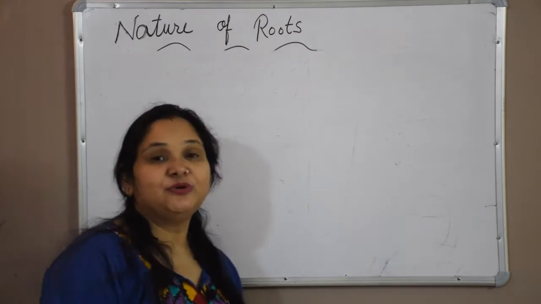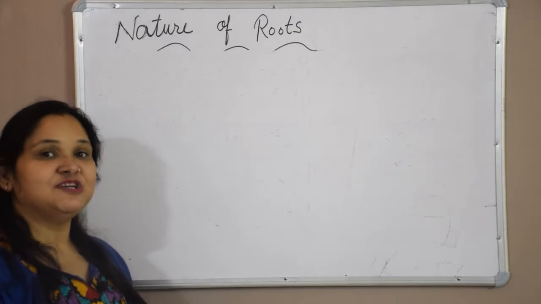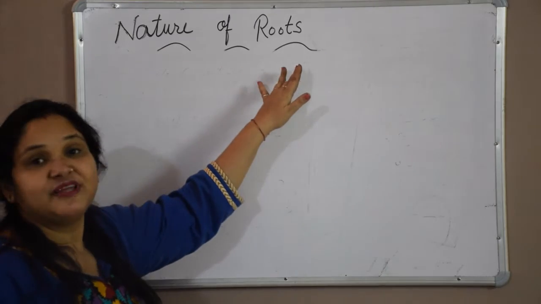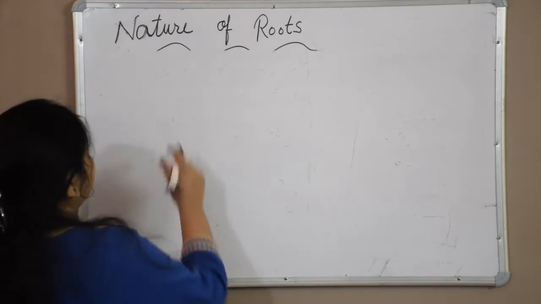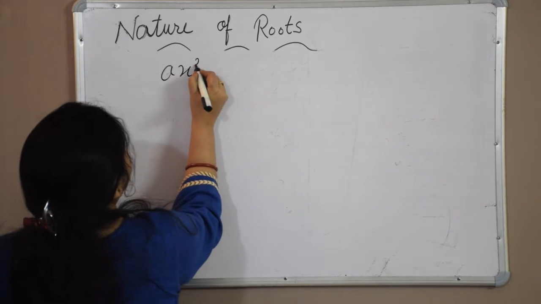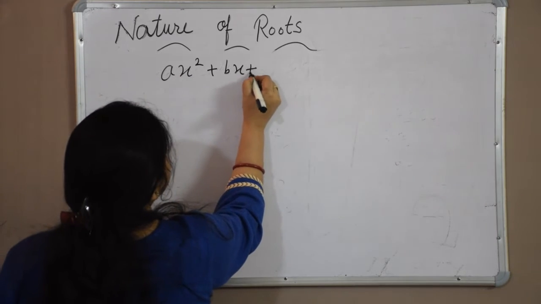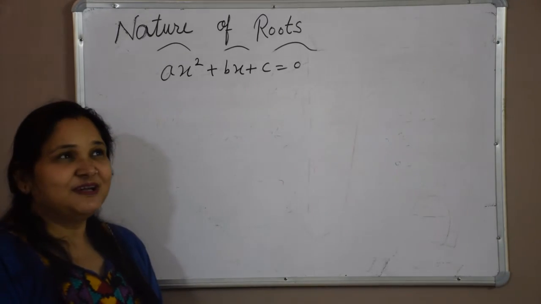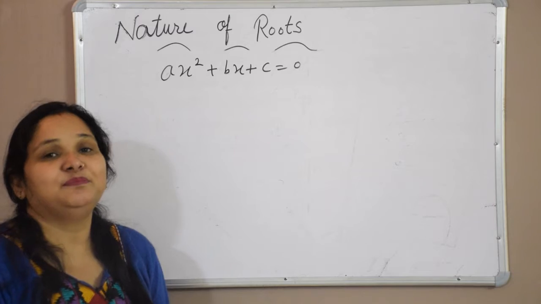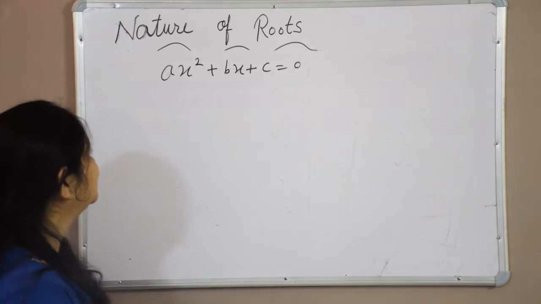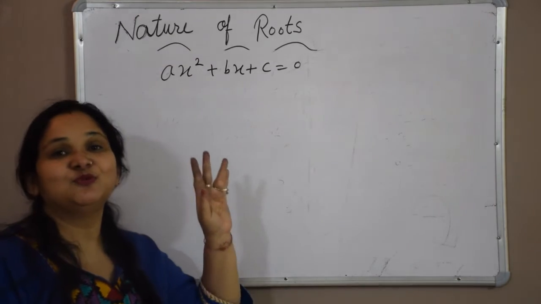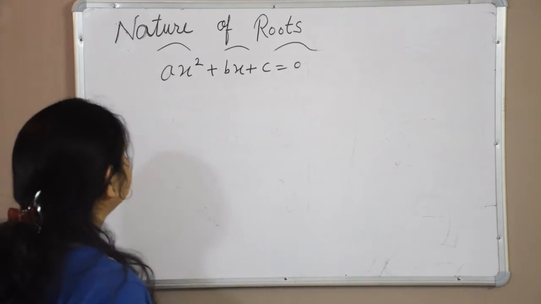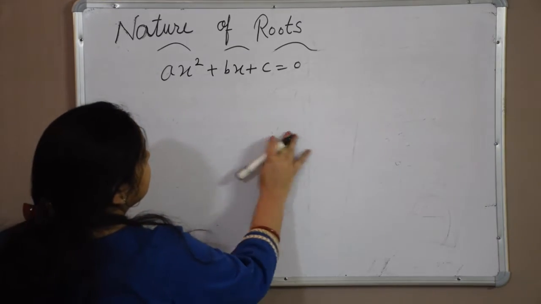Our topic is going on. What is that? That is application of quadratic formula, and in that part nature of roots is very important. How we can find the nature of the roots? Suppose we are having a quadratic equation ax square plus bx plus c is equal to 0. Here nature of the roots doesn't mean whether the roots are happy or sad. Nature of roots means we have to tell whether the roots are real, whether the roots are equal or they are imaginary. So there is a condition with that.